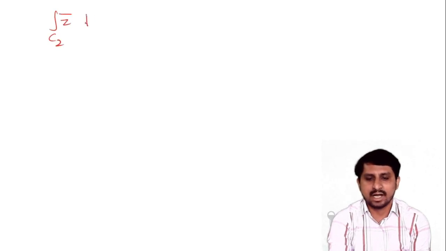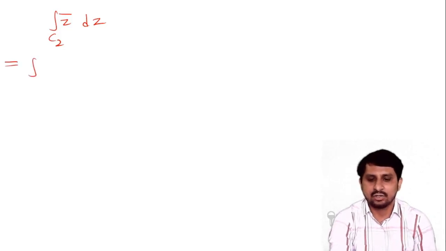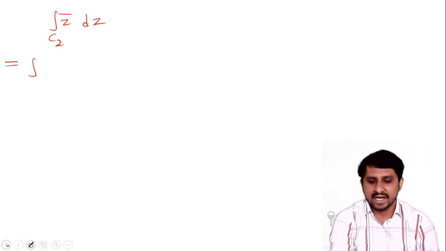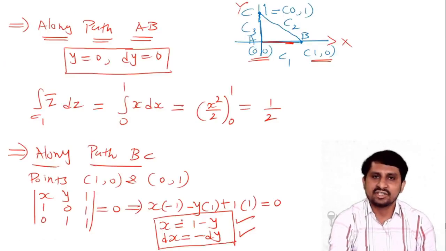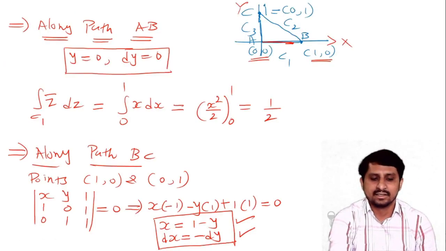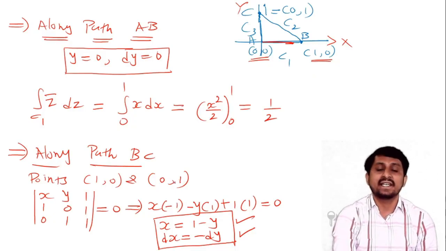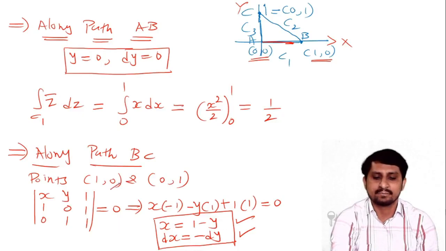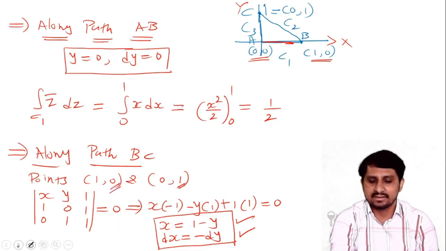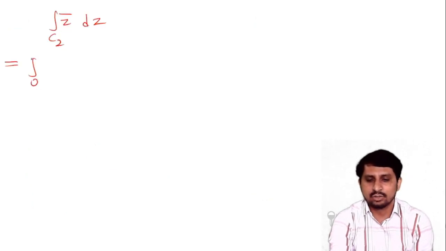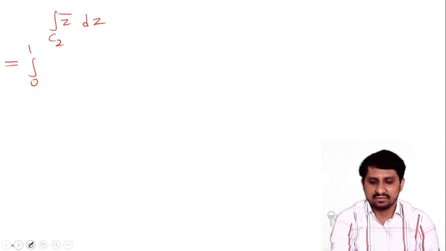Integration over C2 of z bar dz is equal to integration. Now you have to take the limit of y because the whole equation is converted into y. So the limit of y is nothing but 0 to 1, because we are going from (1, 0) to (0, 1), and because we are taking the limit of y, it is 0 to 1. Now try to understand each and every step.